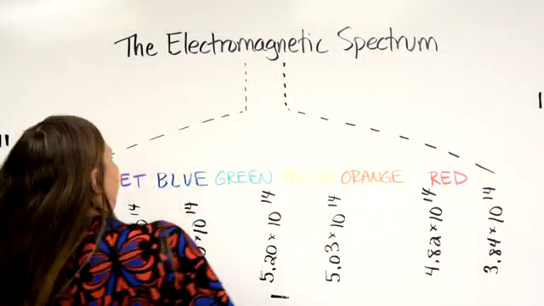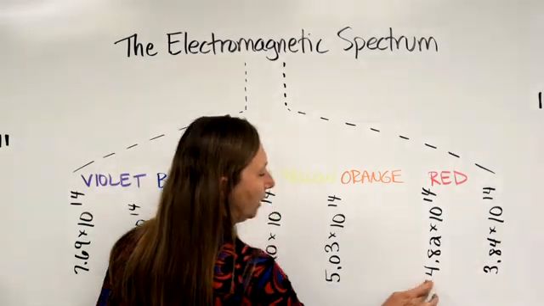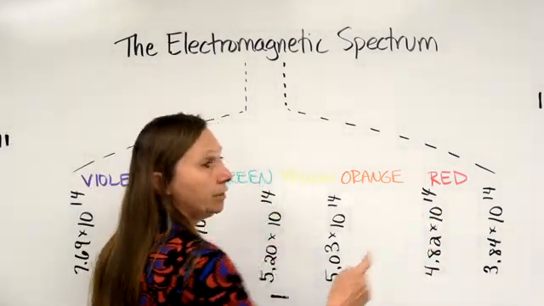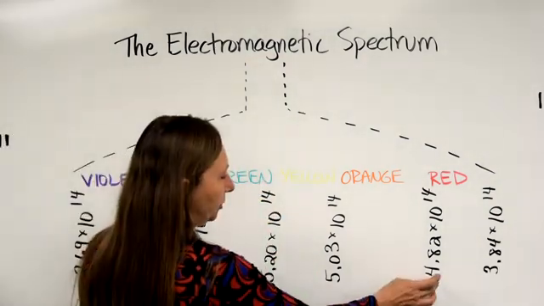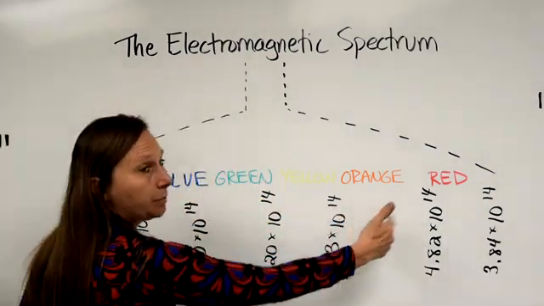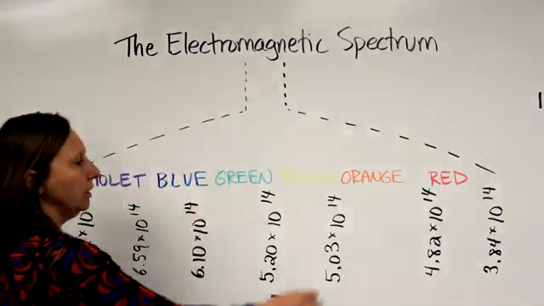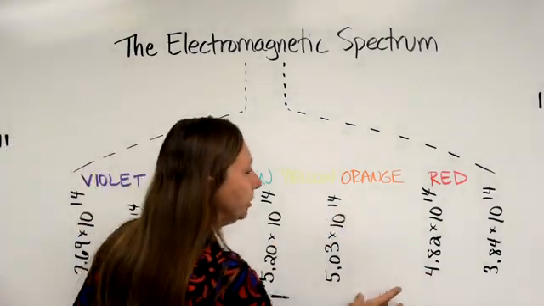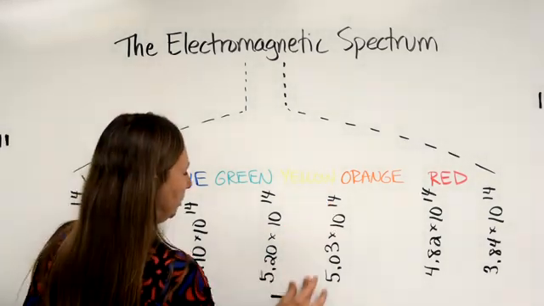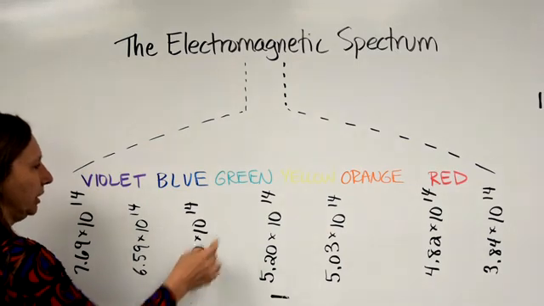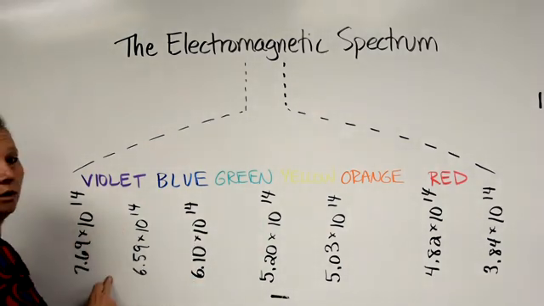All right, so what you see is if the frequency is between this number and this number times 10 to the 14th, it's going to be red light. If the frequency is between this number and this number, I made that space a little too big, times 10 to the 14th, that's going to be orange visible light. All right, etc. Between here, it's yellow. From here to here, it's green. From here to here, it's blue. And from here to here, violet.